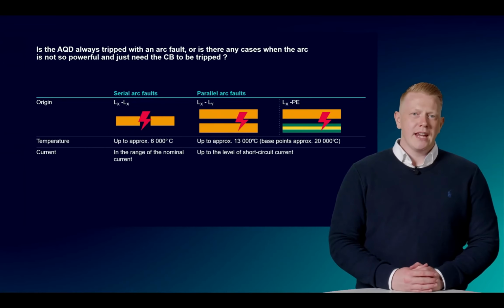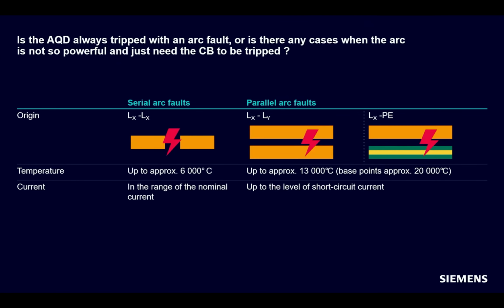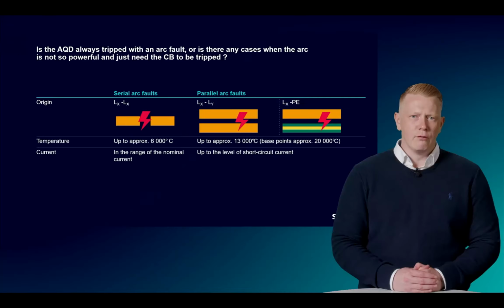Next question. Is the AQD always tripped with an arc fault, or are there any cases when the arc is not so powerful and just needs to be tripped by the circuit breaker? If light and current rise are present, the AQD will be tripped. A weak arc, for instance a serial arc fault, will eventually also become a parallel arc fault and therefore must be prevented fast before it evolves.